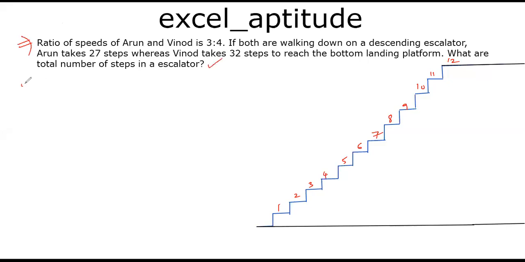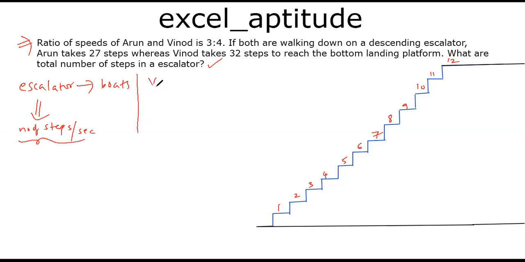These escalator problems are similar to boats and streams problems. In escalators, we consider speed as number of steps per second for ease of calculation. For example, assume this is an escalator with 12 steps.